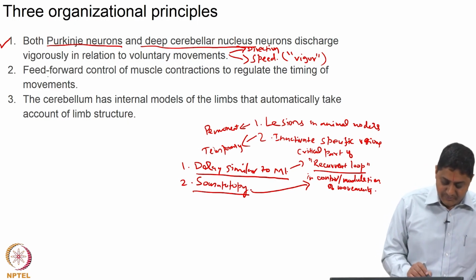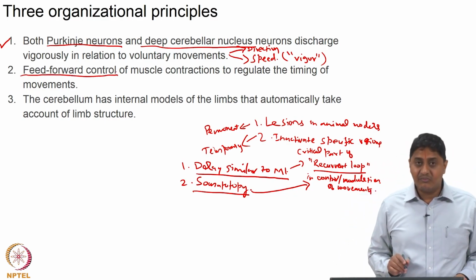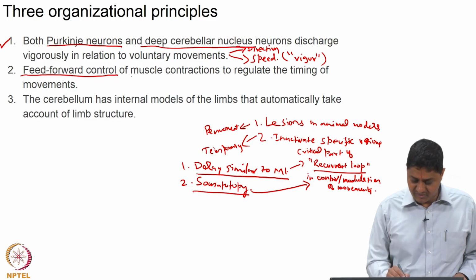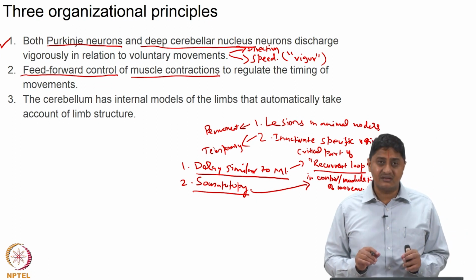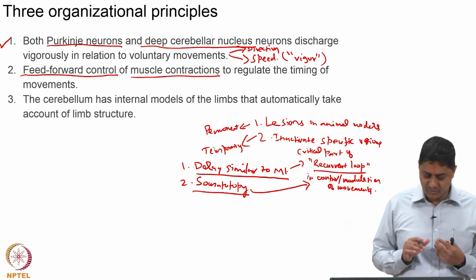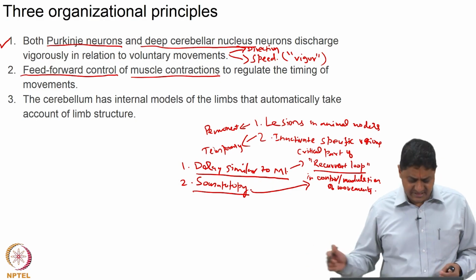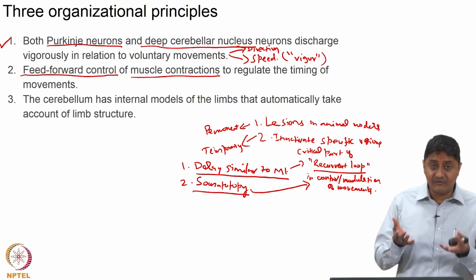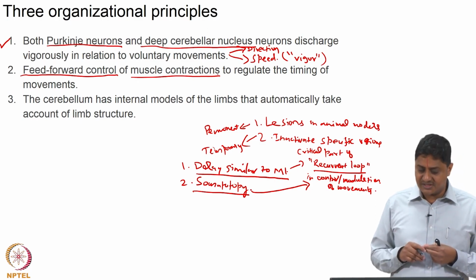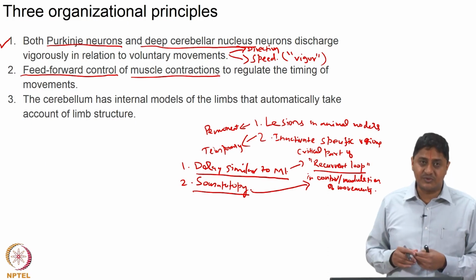But first this one. The cerebellum is believed to perform this function of anticipation by feed forward control of muscle contractions, thus regulating timing and sequencing of movements. Now we'll discuss some examples in the next few slides, okay. So there is anticipatory or feed forward control of muscle contractions so that appropriately timed sequences of movements are produced.